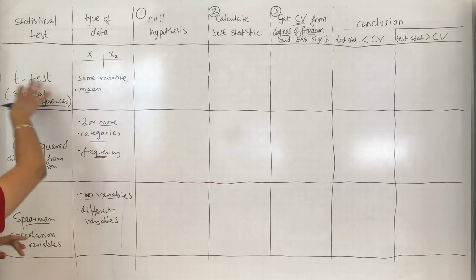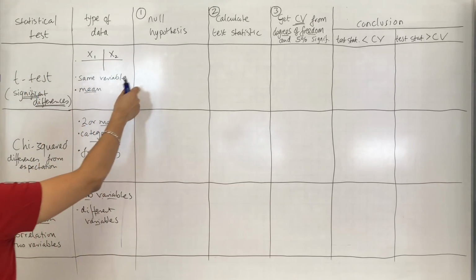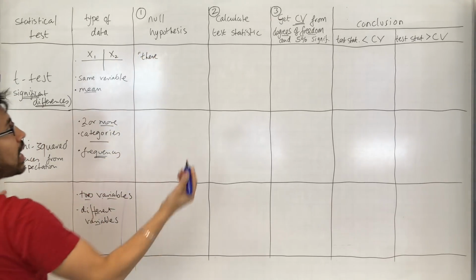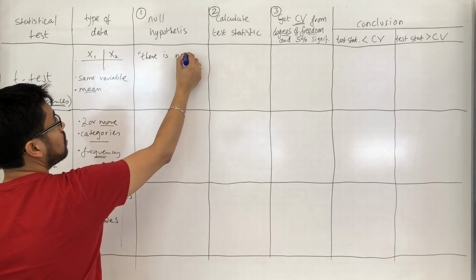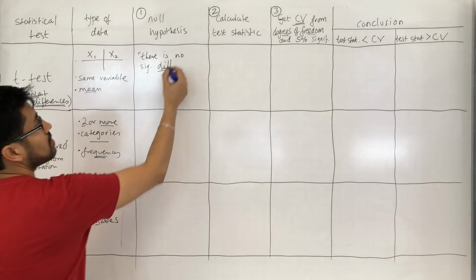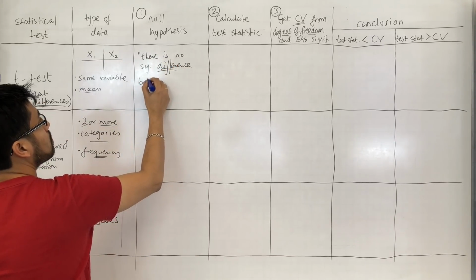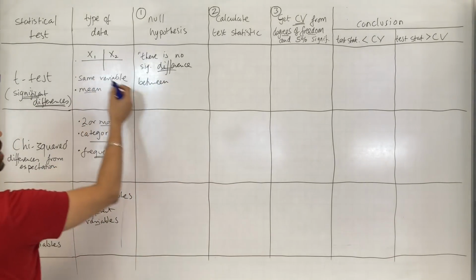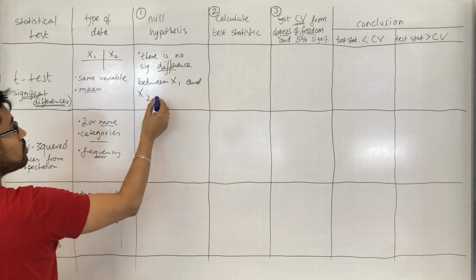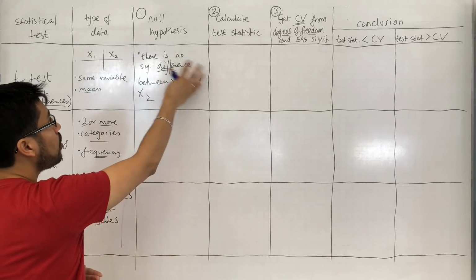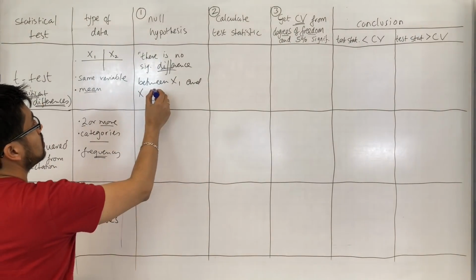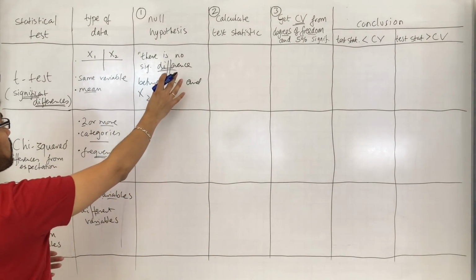A null hypothesis for a t-test would state something along the lines of: you go in assuming that there is no significant difference between my population x1 and my population x2. So if it's the height I'm looking at, there is no significant difference between the height of population 1 and the height of population 2. Okay, so that's my null hypothesis there.